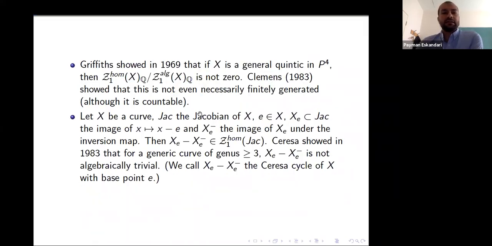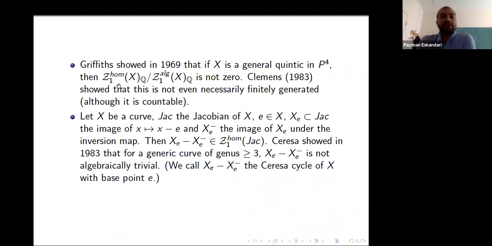For zero cycles, algebraic and homological triviality are the same. For divisors, which are codimension 1 cycles, there's a theorem of Matsusaka that says that after tensoring with Q, these things will be the same. So this quotient will be 0 if you work with divisors.